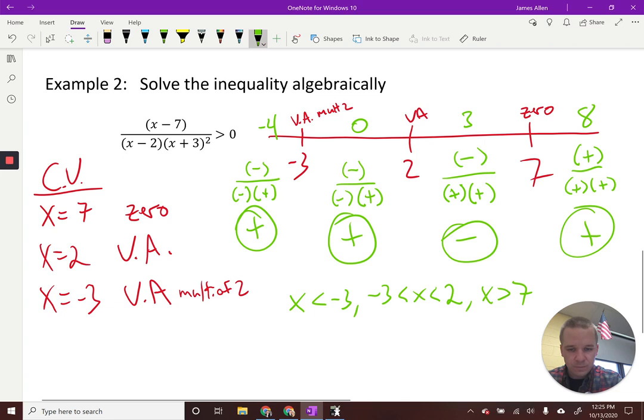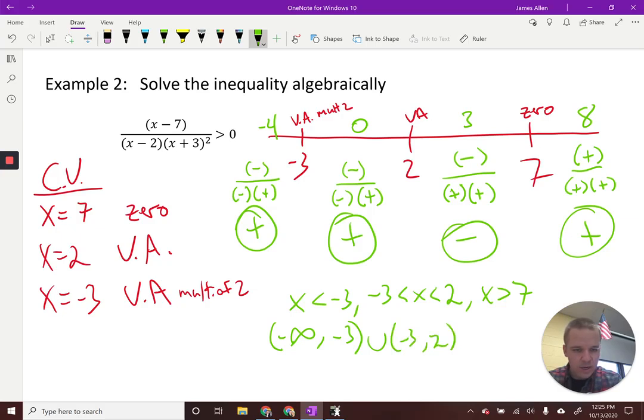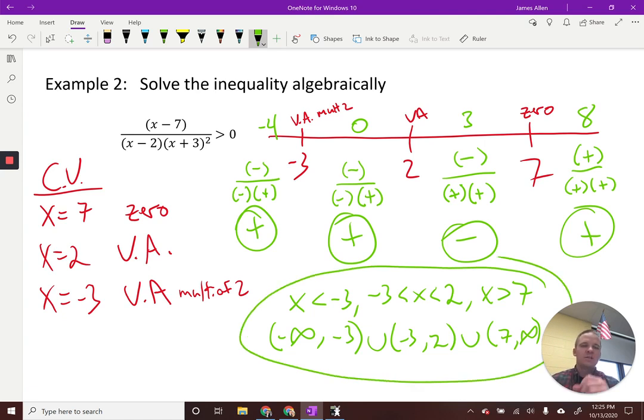Interval notation, I'd be from -infinity to -3, not including it. Then -3 to 2, not including. And then from 7 to infinity, not including. All parentheses, all day, every day. I like it. Awesome. Fantastic.